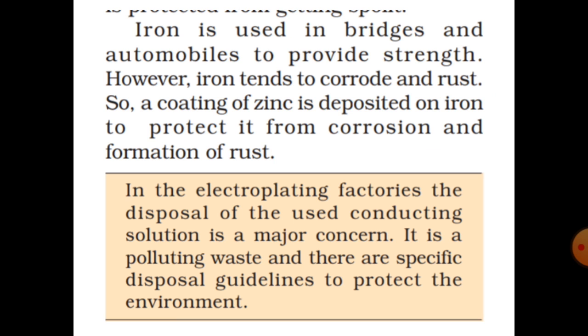Iron is used in bridges and automobiles to provide strength. However, iron tends to corrode and rust. So a coating of zinc is deposited on iron to protect it from corrosion and formation of rust. Rust यानी जंग से बचाने के लिए. In the electroplating factories, the disposal of the used conducting solution is a major concern. It is a polluting waste and there are specific disposal guidelines to protect the environment.